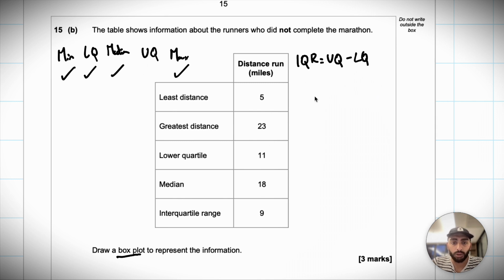We don't know what the upper quartile is. The interquartile range is 9. Upper quartile would be x, and the lower quartile is 11. Add 11 to both sides, 20 is x, so the upper quartile, we'll just put it in here, is 20.